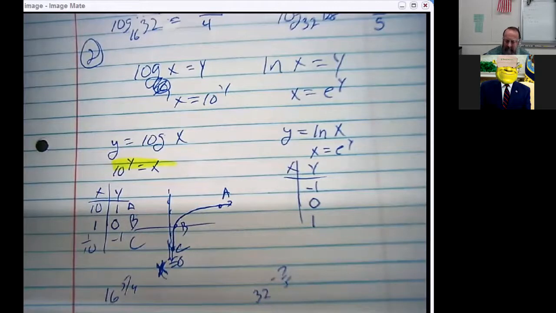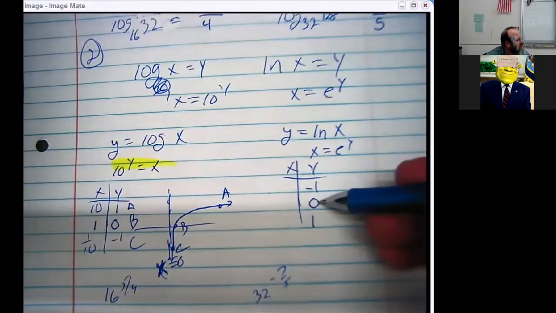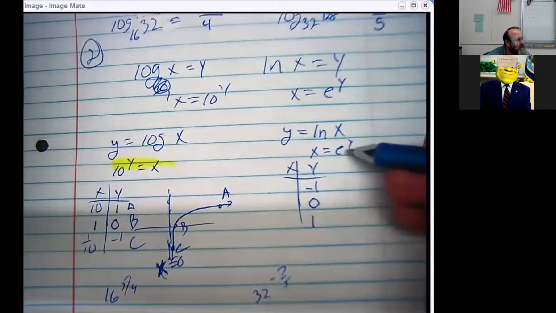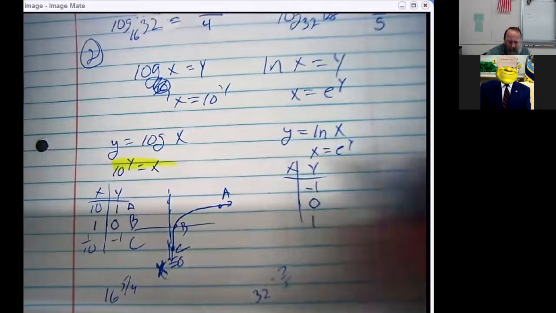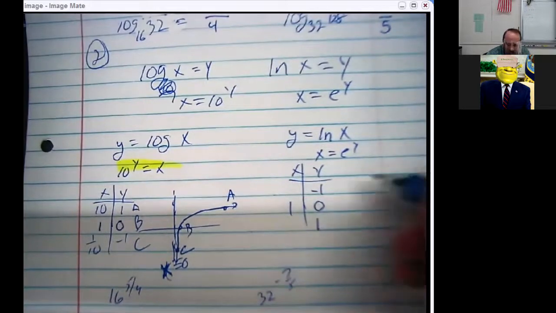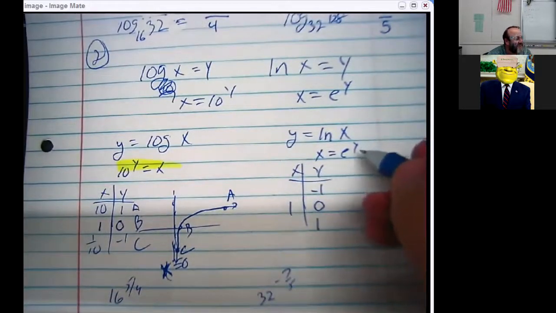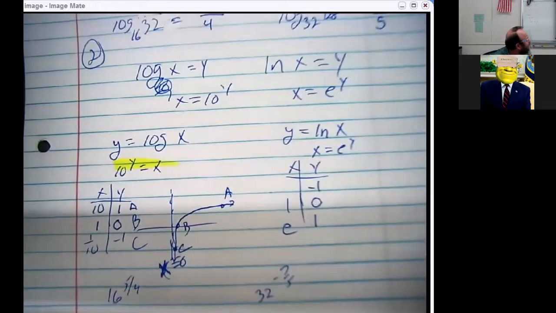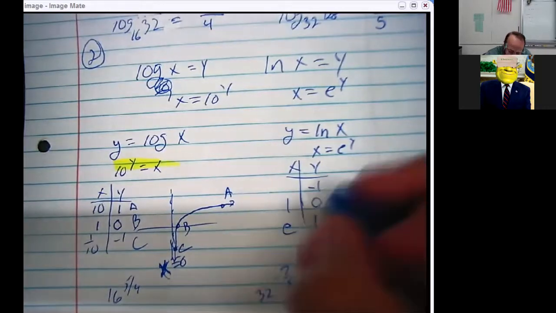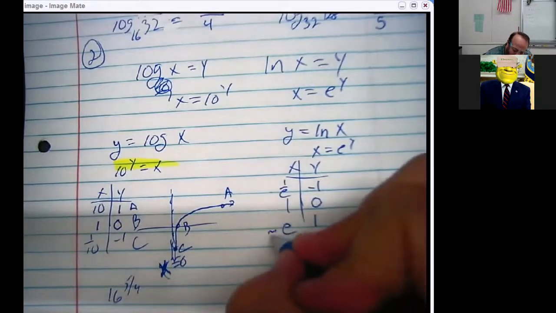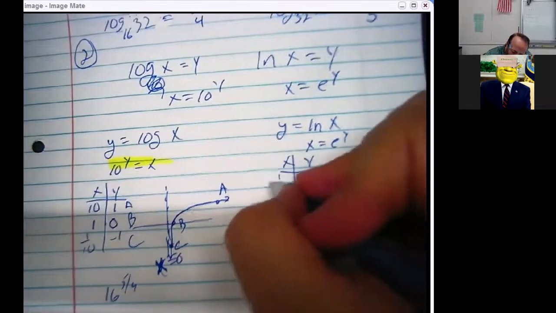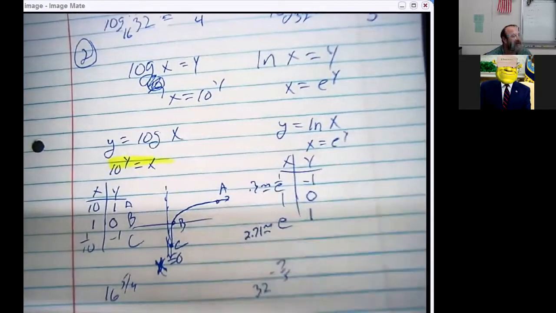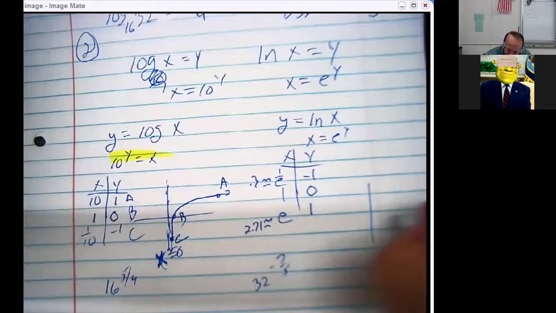So what does 0 give you? What is e to the 0? You guys need to know that. What's e to the 1? E, 2.718, yeah. And what is e to the -1? Well, 1 over e, which is about 0.37. If I go over here to graph it, no big deal.